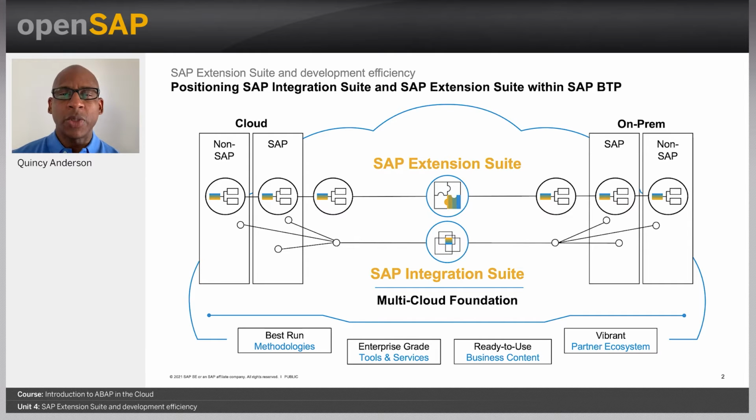What exactly do we mean by multi-cloud foundation? You may recall from Unit 1 that we talked about the IaaS layer, which is the compute, memory, storage, and network layer of Business Technology Platform. And we mentioned that to enable customer choice, that layer is managed by our IaaS partners, namely Amazon, Google, and Microsoft. We at SAP take responsibility for the offering and management of BTP. That arrangement we refer to as multi-cloud foundation. So both SAP Extension Suite and SAP Integration Suite will run on our partner's IaaS foundation.